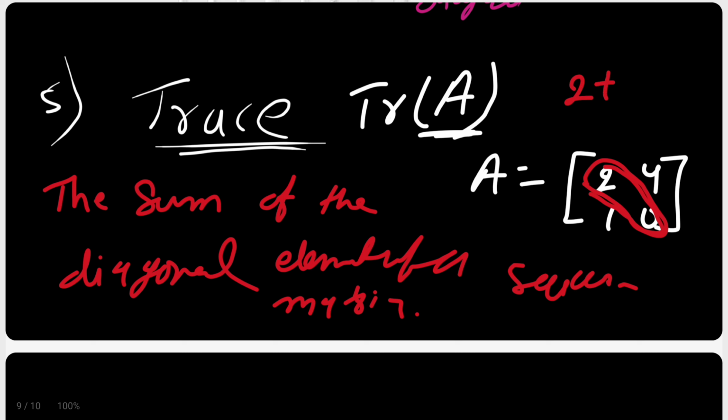2 plus 0, that's 2. This is the trace. Then the trace of A equals 2. Is it clear? I hope the trace is clear.